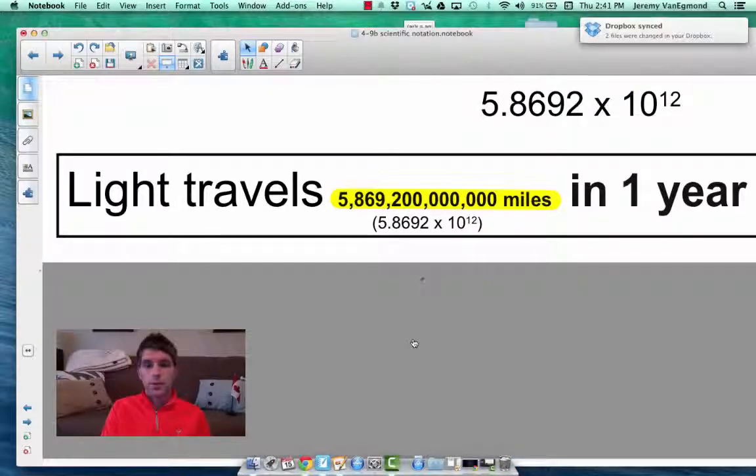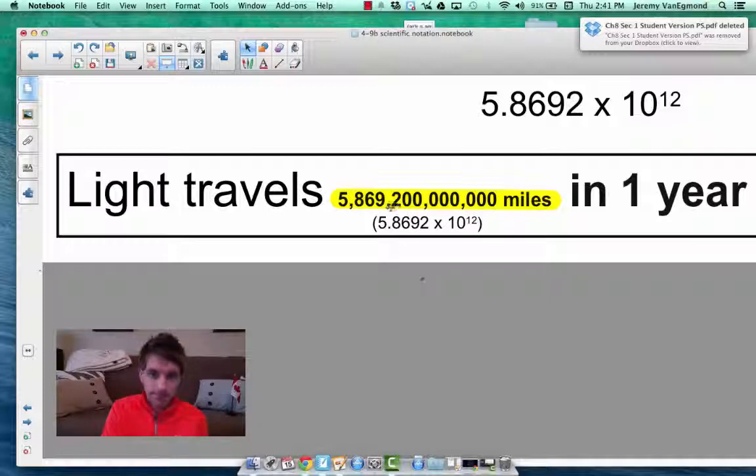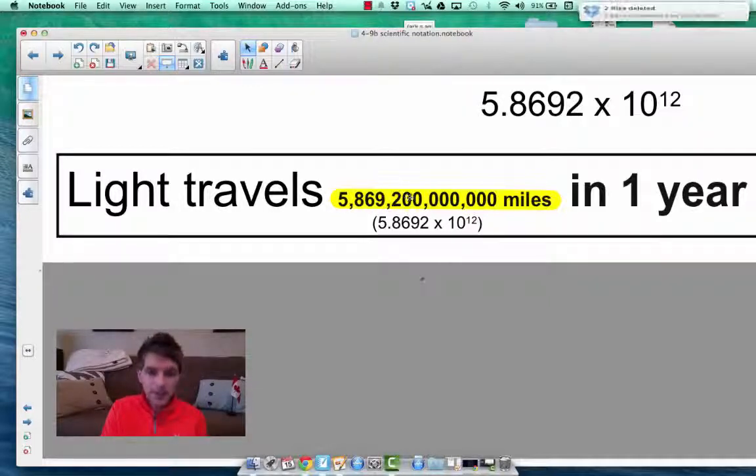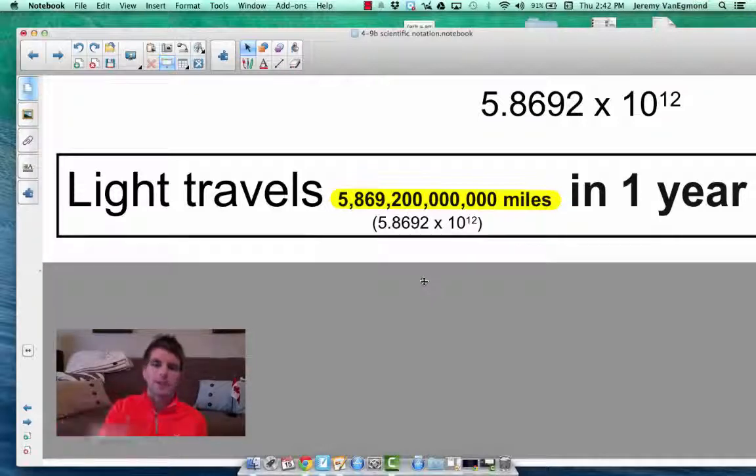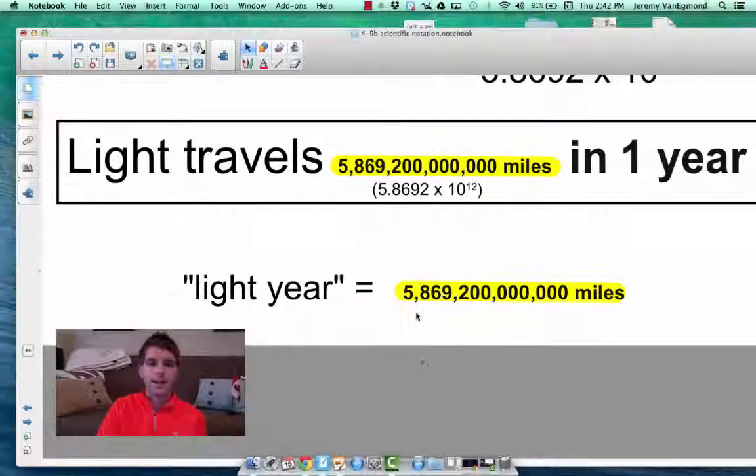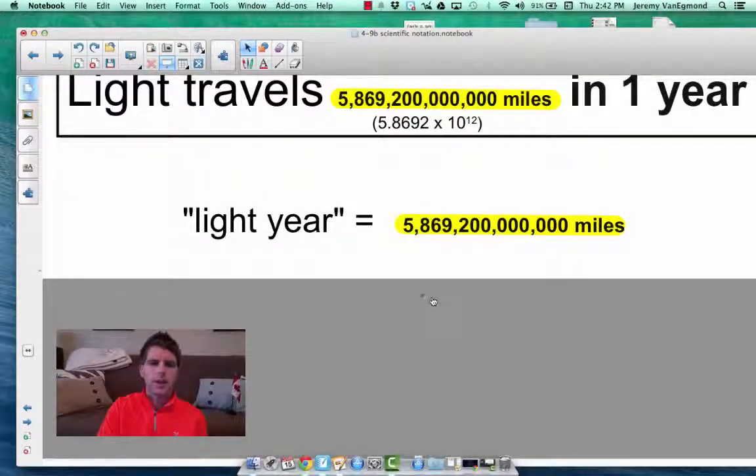If you'd say this with me here, starting out in the trillionth place, 5,869,200,000,000 miles. That is the distance that light can travel non-stop in 1 year. And so it's written both there in standard and scientific notation. Bringing this back to the light year, when we talk about a light year, it is that many miles. We're going to just say generally 5.8 trillion miles.